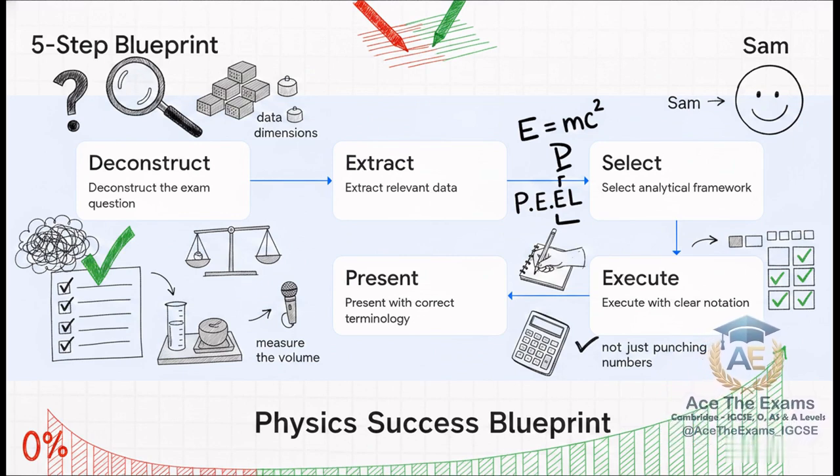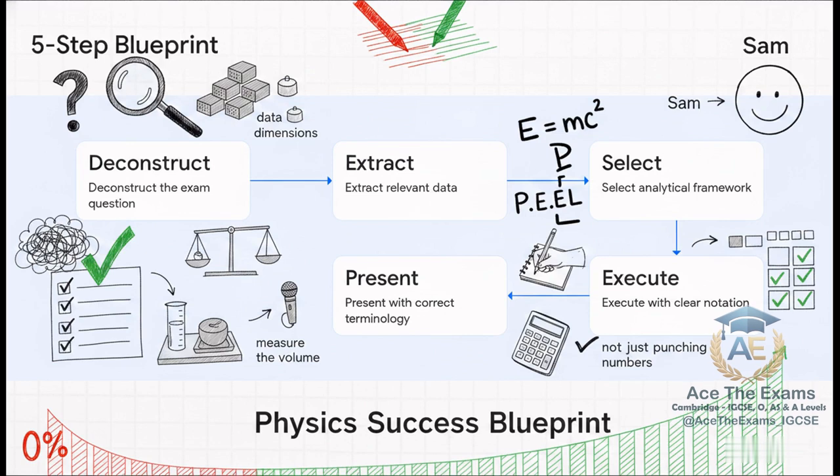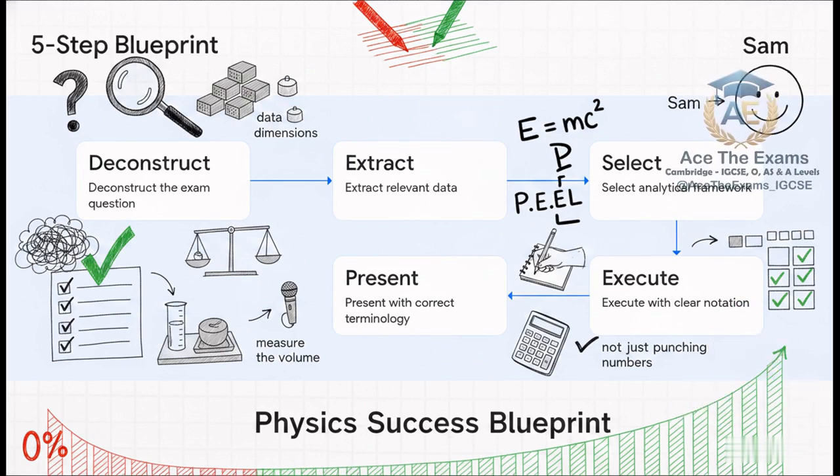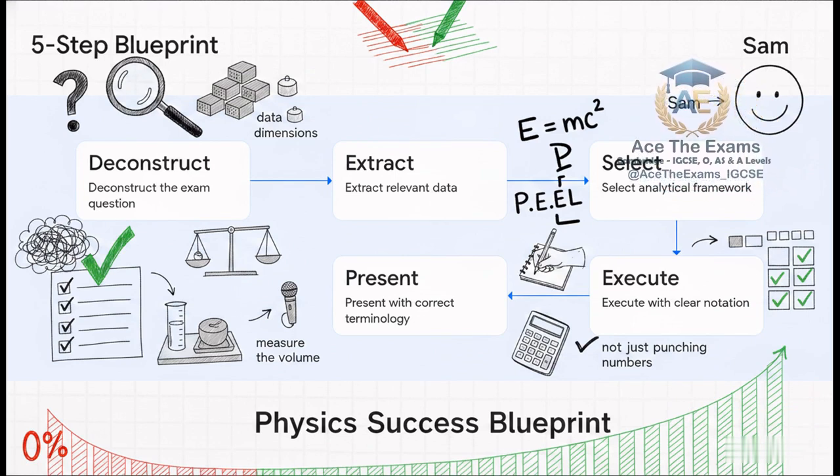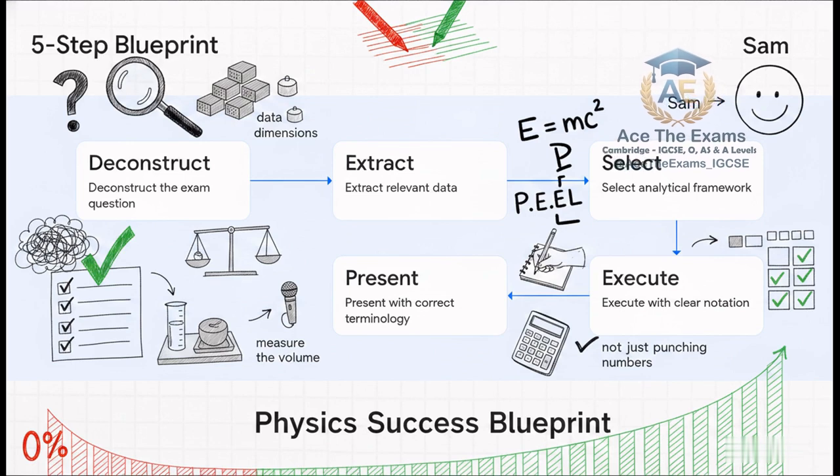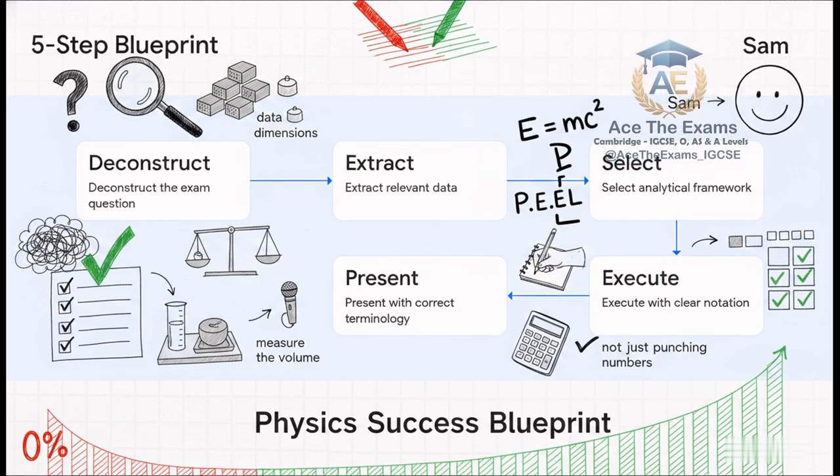Step 5. Present with correct terminology. This is where Sam lost all the marks. We don't write "weigh it", we write "measure the mass using a balance". We don't write "see how much water goes up", we write "measure the volume of displaced liquid". This 5-step blueprint completely eliminates the panic of brain dumping and ensures you meticulously hit every single required detail on the mark scheme.